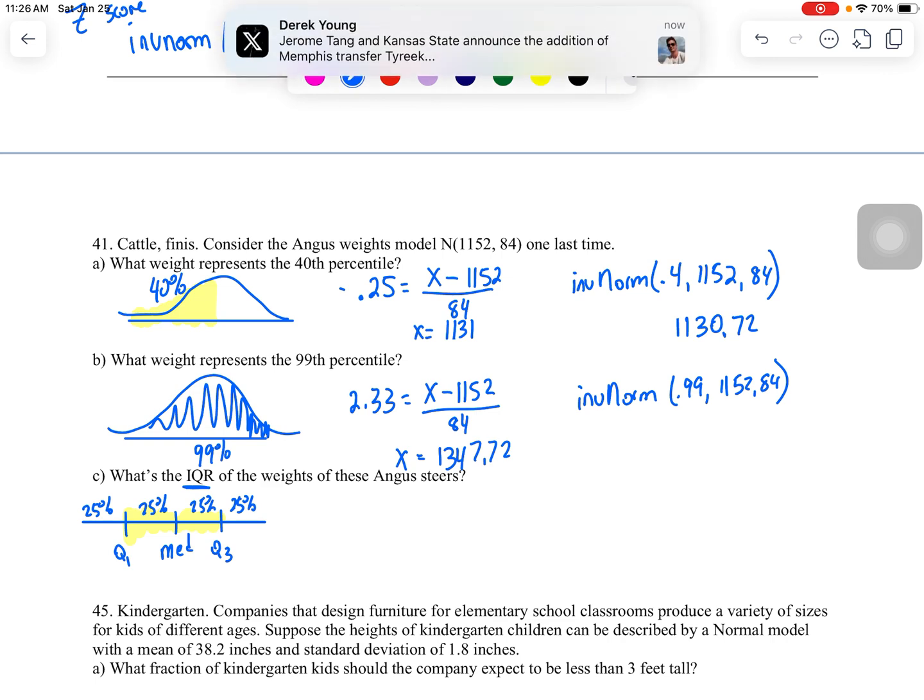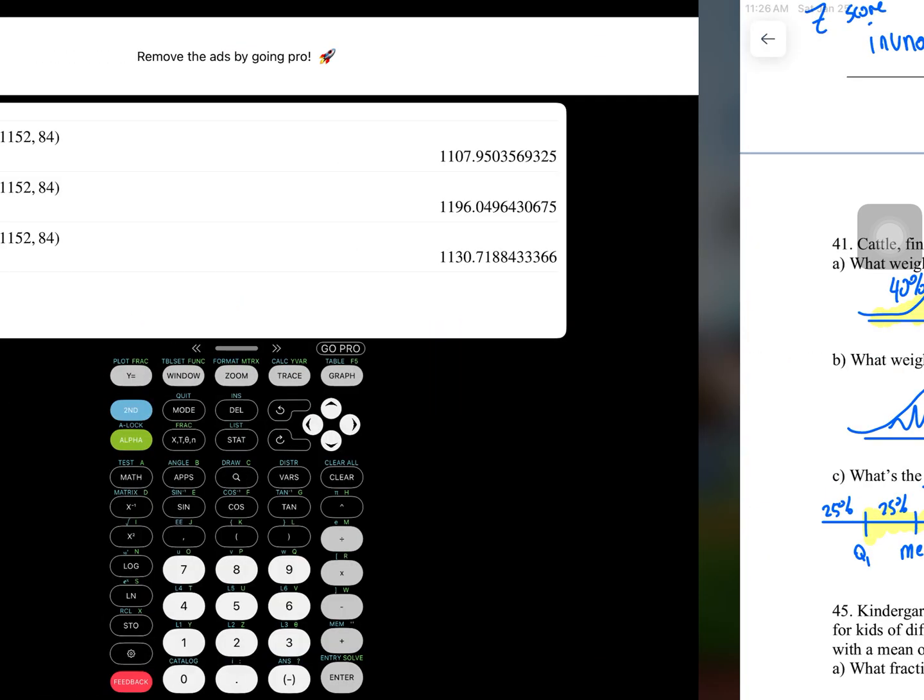Okay, so that means that we're looking for this guy here and below. So we need to do an inverse norm for 25% of 1152 and 84, and then we would do an inverse norm for 75% and 84. Okay, that's how we're going to do that one.